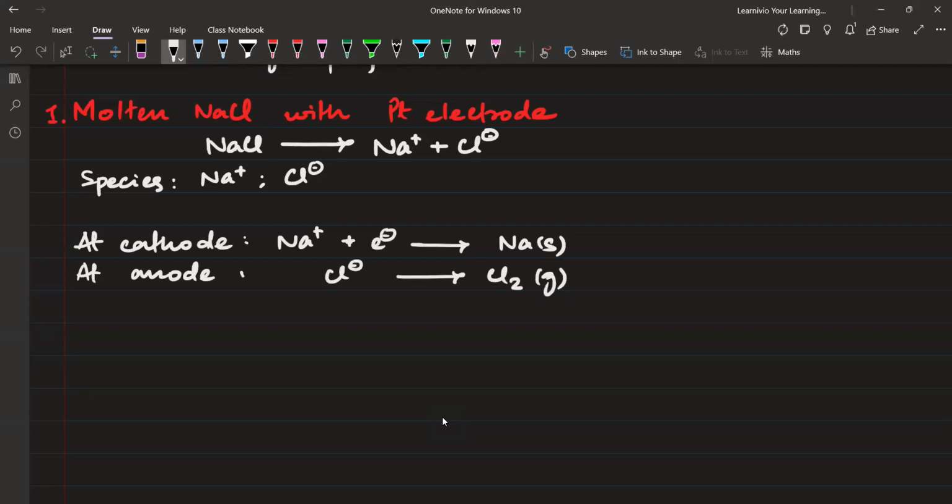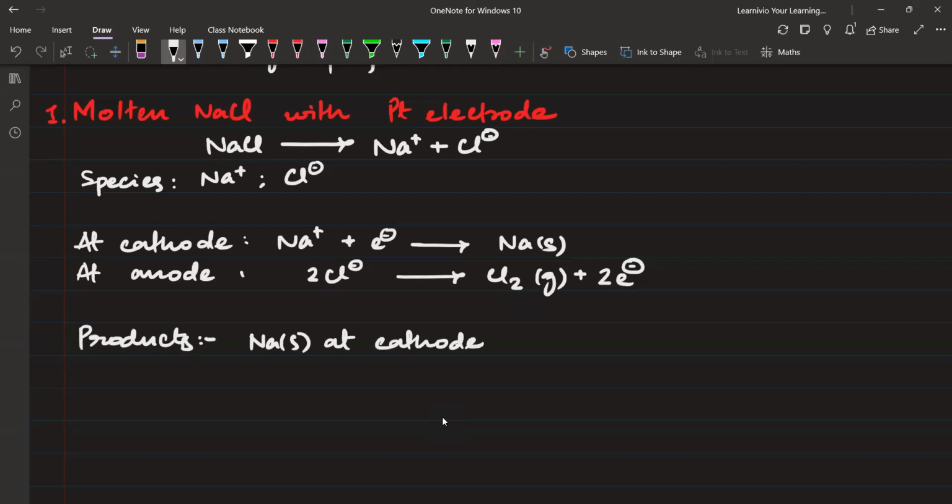Now, for this Cl2, you have to put here 2 plus 2 electrons. And now it is balanced, completely balanced. So the products that we are going to get is sodium solid at cathode and Cl2 gas at anode. ठीक है, copy this down now. समझ के आराम से. I hope you have understood this.